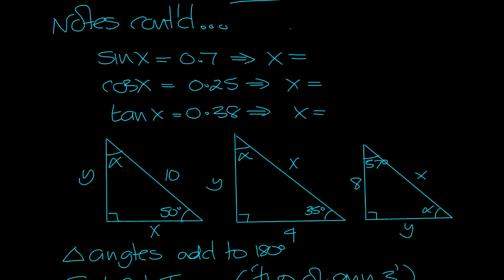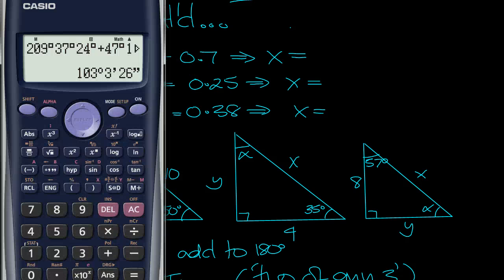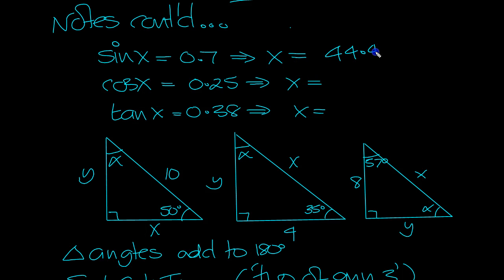Let's have a look at the notes continued then. Now, sine has multiple solutions, but you can get one from the calculator. We're in degrees mode. If we do shift sine of 0.7, to undo sine you do shift sine and 0.7 on the calculator. That's how you undo a sine. 44.4 degrees. We're in degrees mode.